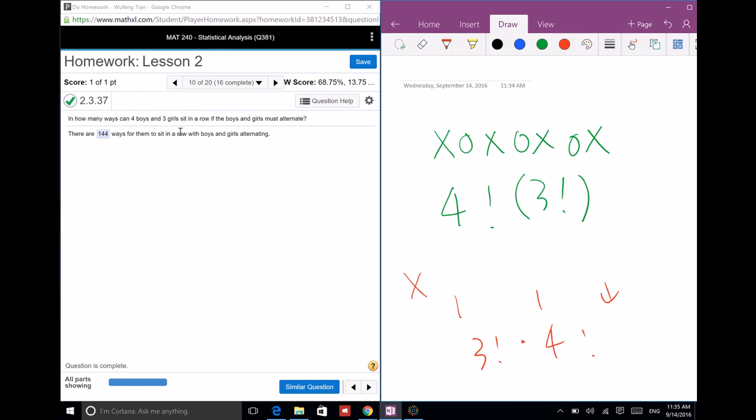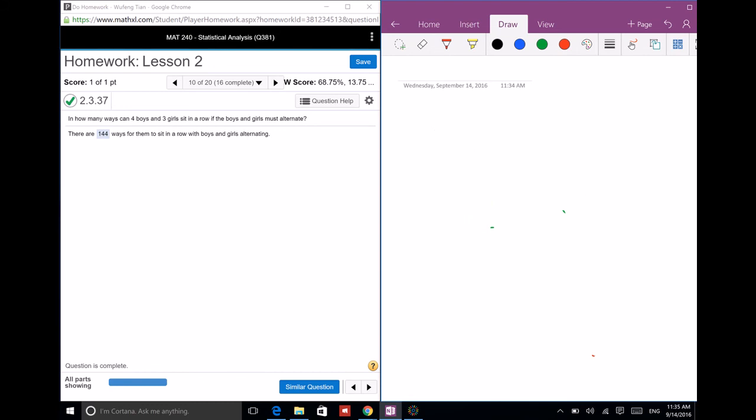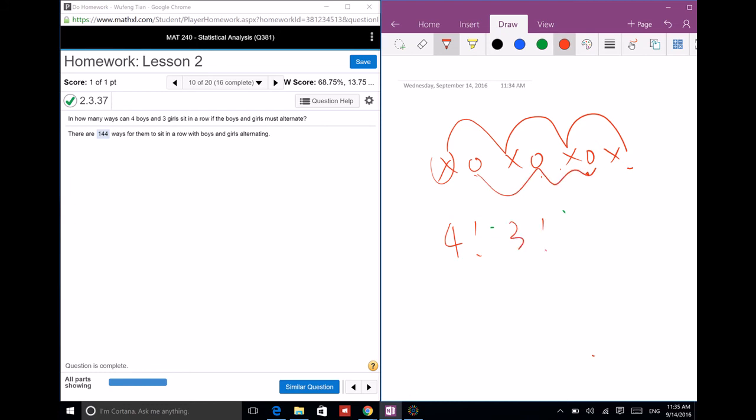You may ask me, okay, so what if the boys sit like this? If the boys sit 1, 2, 3, 4, then the girls sit 1, 2, 3. That's not okay because these 2 boys sit next to each other. So once the position is fixed, they must sit this way. 1, 2, 3, 4 sit here, and 1, 2, 3. But they can switch positions with each other. So that's 4 factorial for the boys. The girls can change too, you have 3 girls, so 3 factorial, multiplied together. That's the answer. Okay?